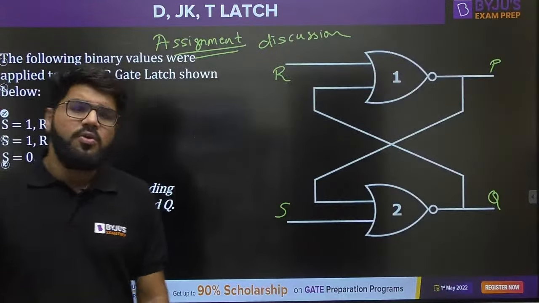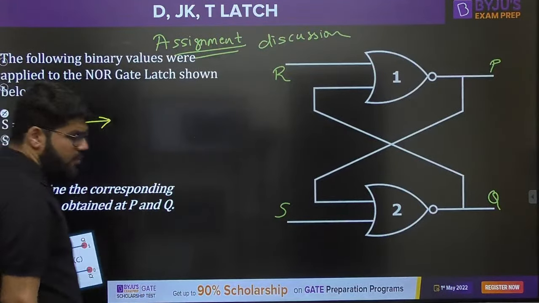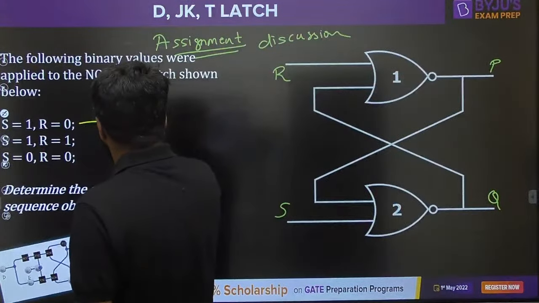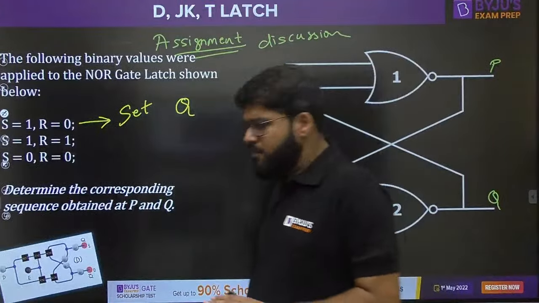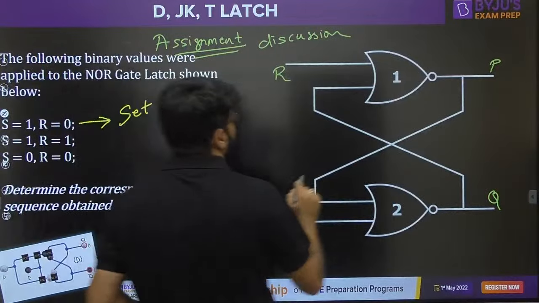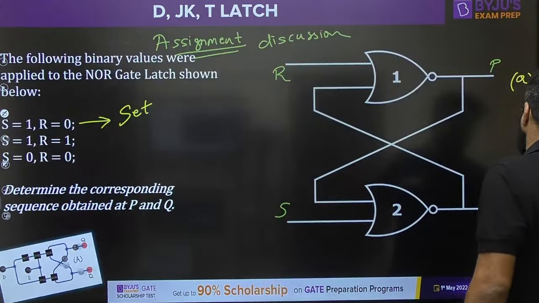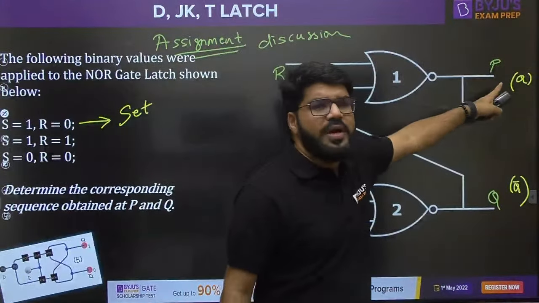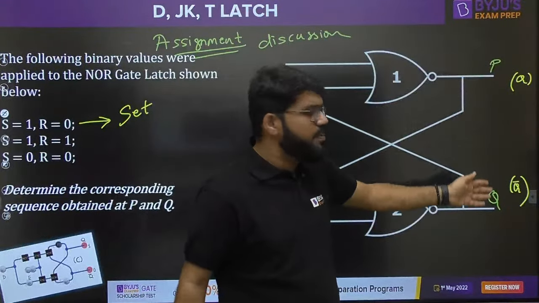Now we all know that S equal to 1, R equal to 0 corresponds to the set combination. Whenever S is equal to 1, the device will be set. If you have followed yesterday's class, here we were calling it Q, and here we were calling it Q bar. So device being set means Q equal to 1. Q here is just represented by the letter P.